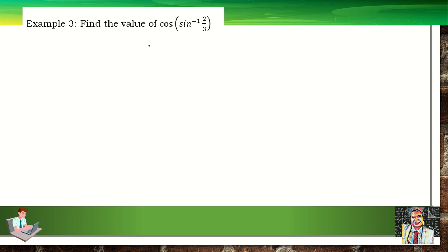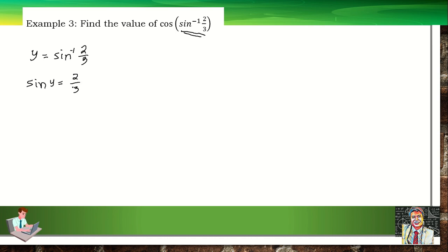So, to evaluate that, what we do first is evaluate what is inside. So, the first thing we'll do is evaluate that. Since this is a function, we can express it as y is equal to inverse sine of 2 over 3. Right? Since that is an inverse sine, if I move the inverse sine over here, that is sine y is equal to 2 over 3.